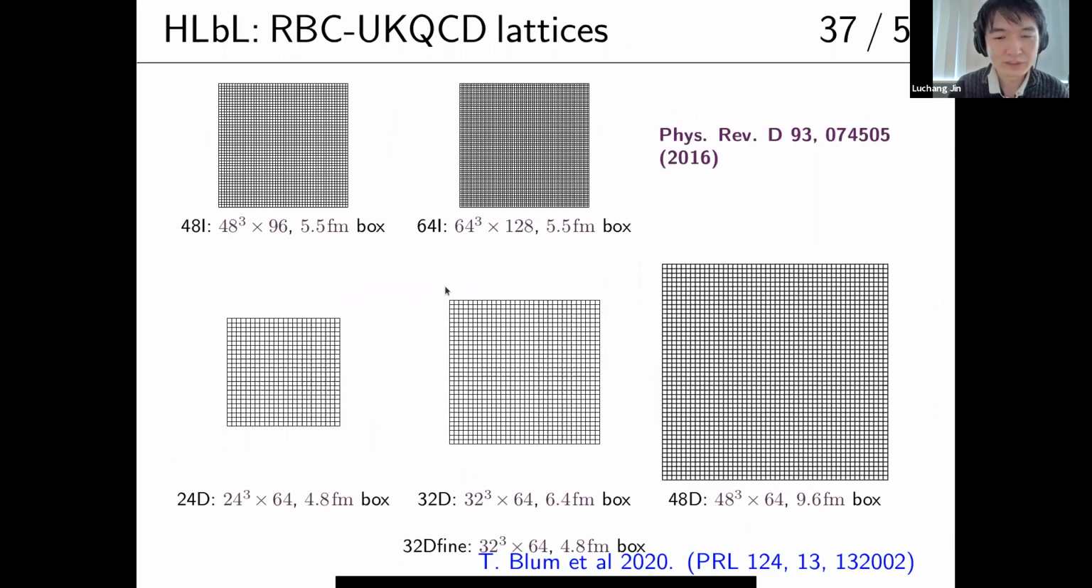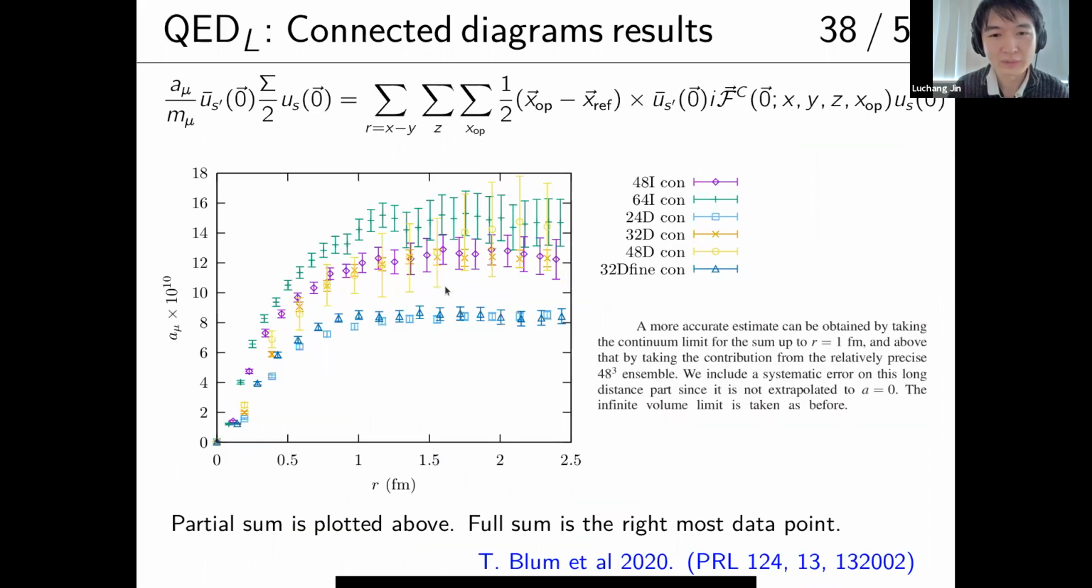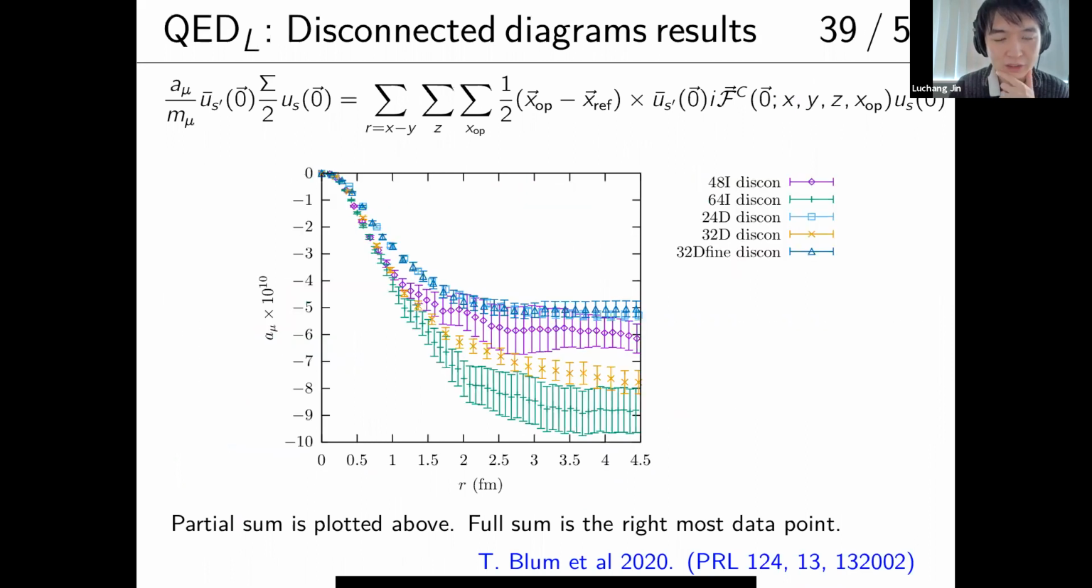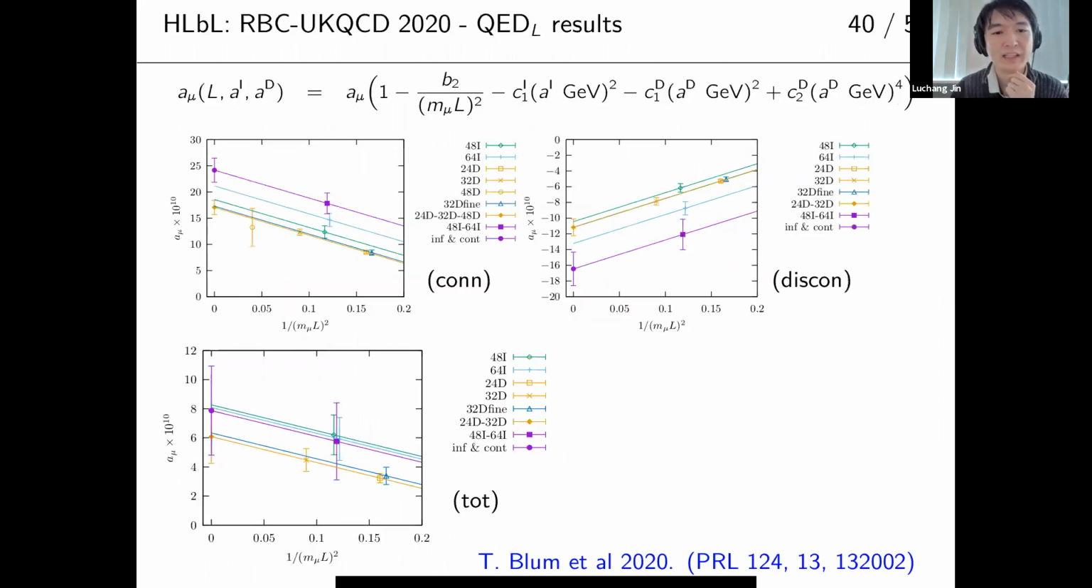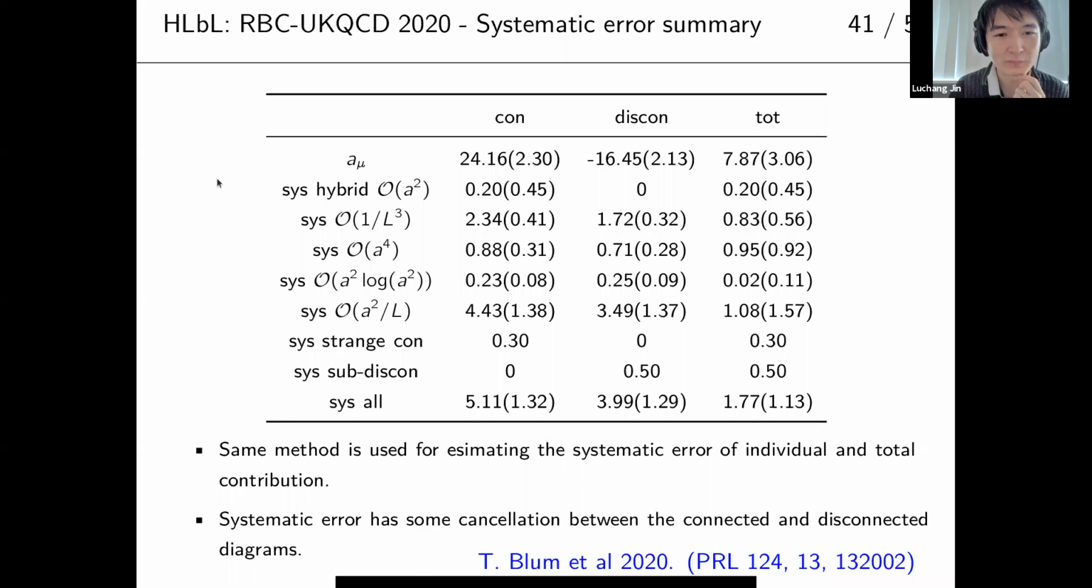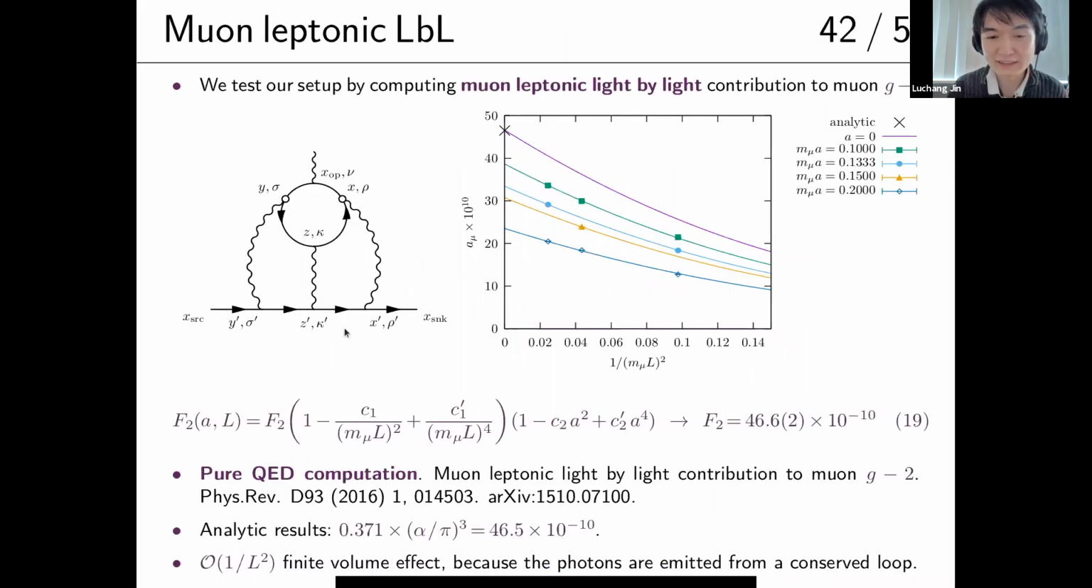And this is the lattice we are using. We calculate the connected and disconnected diagrams, combine them, and do the extrapolations to infinite volume and the continuum limit. And we estimate all kinds of possible systematic errors. We are also testing the method of doing the extrapolations with the pure QED values, and that has very nice agreement with the analytic calculation.